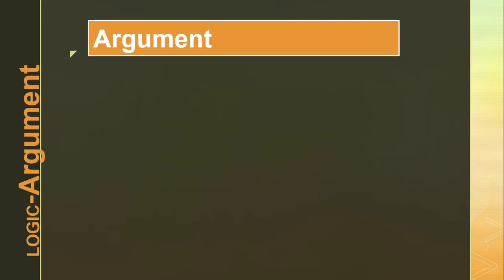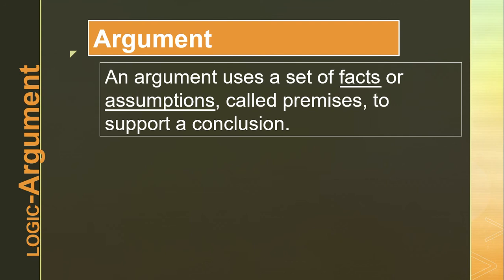So we'll define them. When you say argument, these are assumptions, or it could be a set of facts, also called premises. A set of facts or assumptions, which are called premises, to support a conclusion. Okay, so that's an argument.